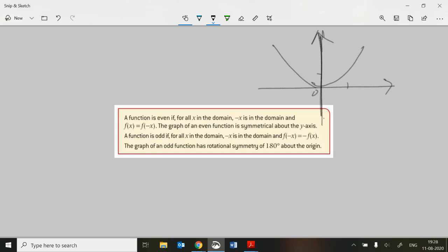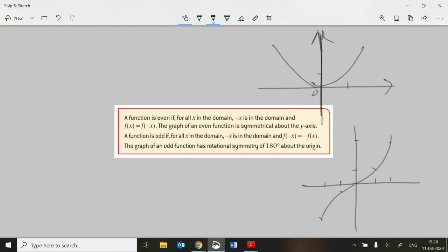Okay, and then it's talking about a function being odd. The definition for an odd function is that f of minus x equals minus f of x. So a classic one here would be x cubed. You're getting 1, 1, and 2, 8. And on the other side, you're getting minus 1, and minus 2, minus 8.